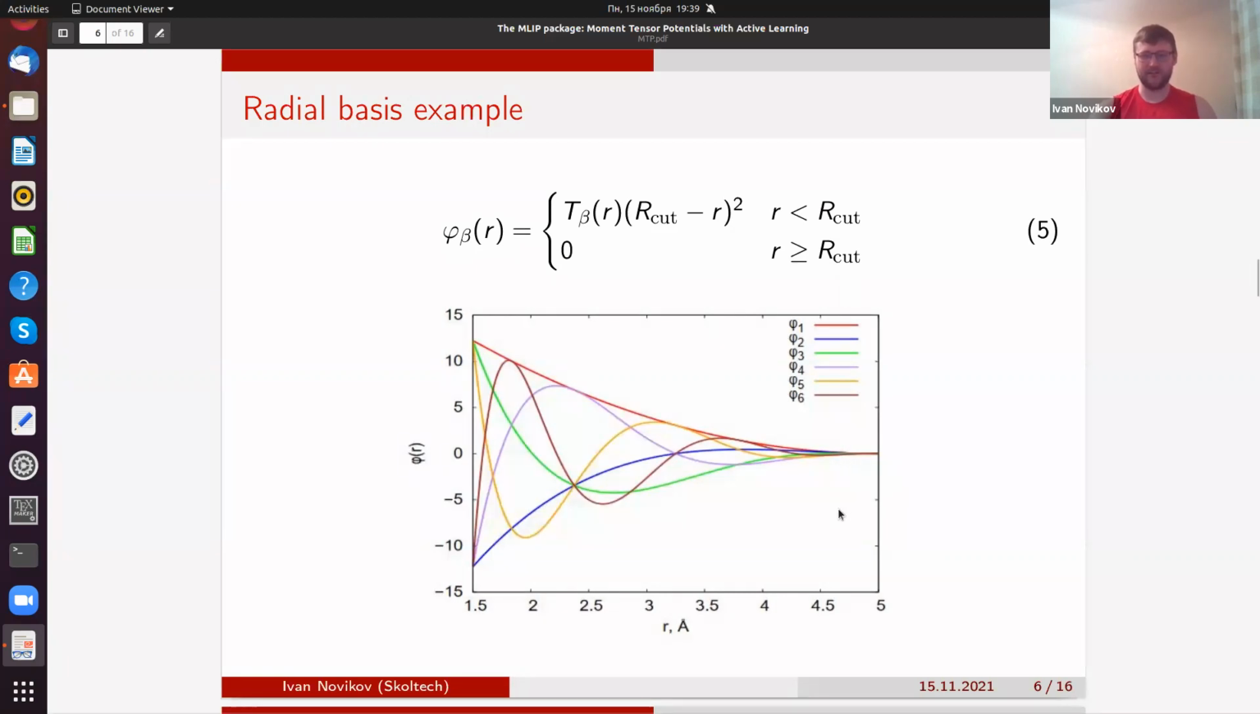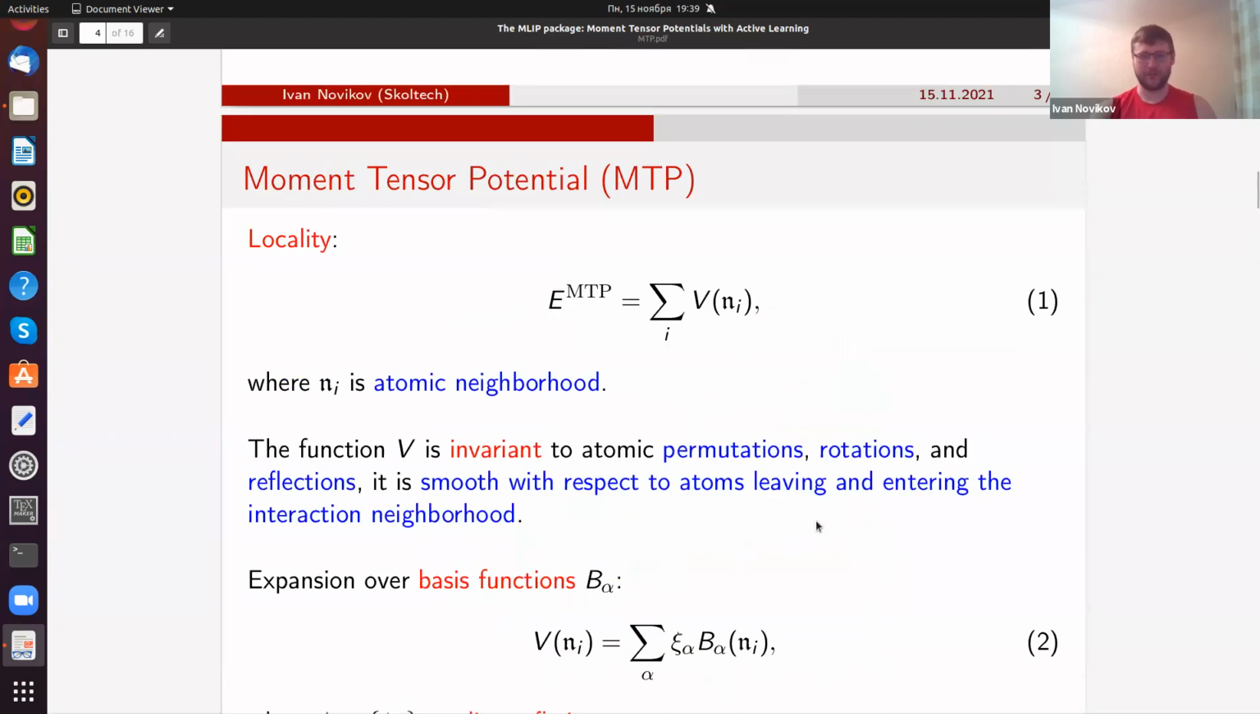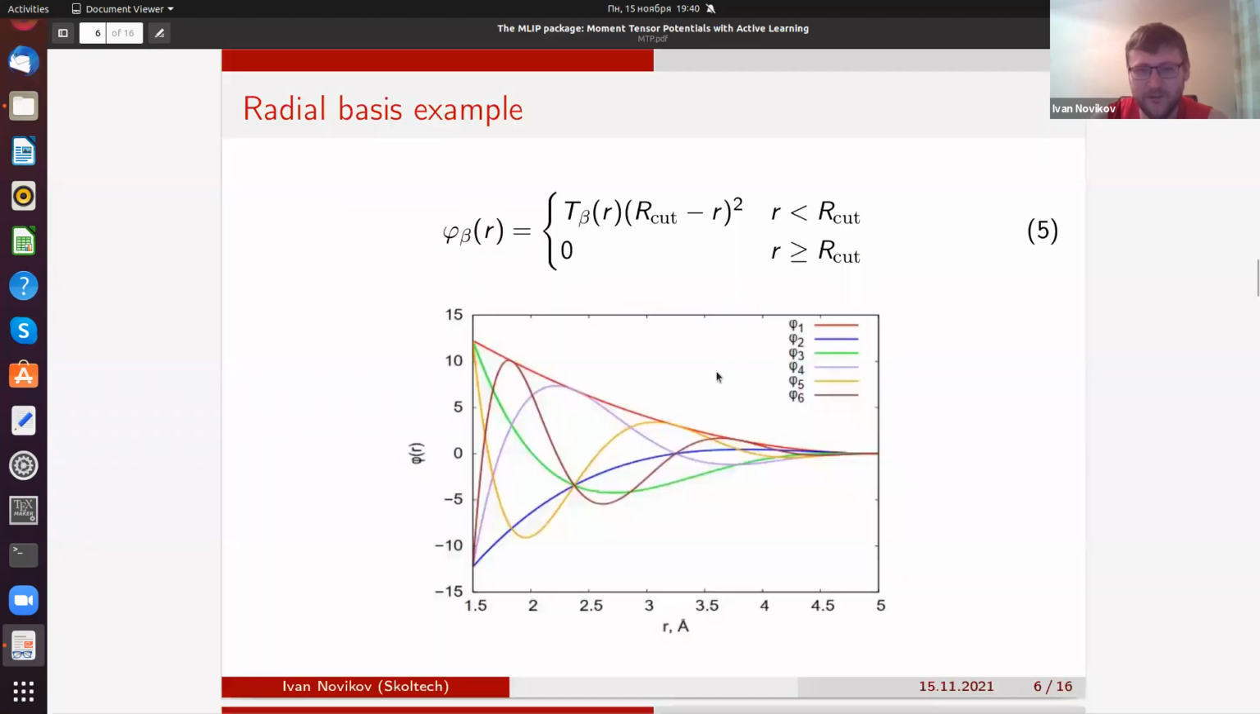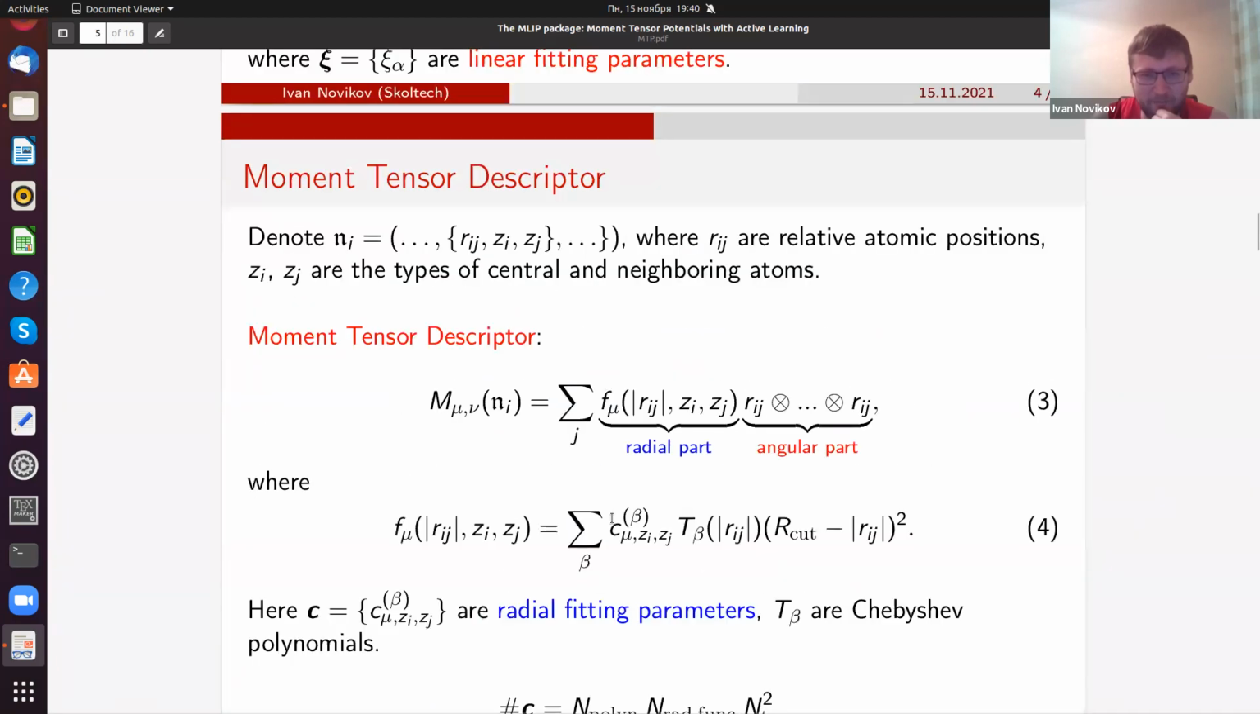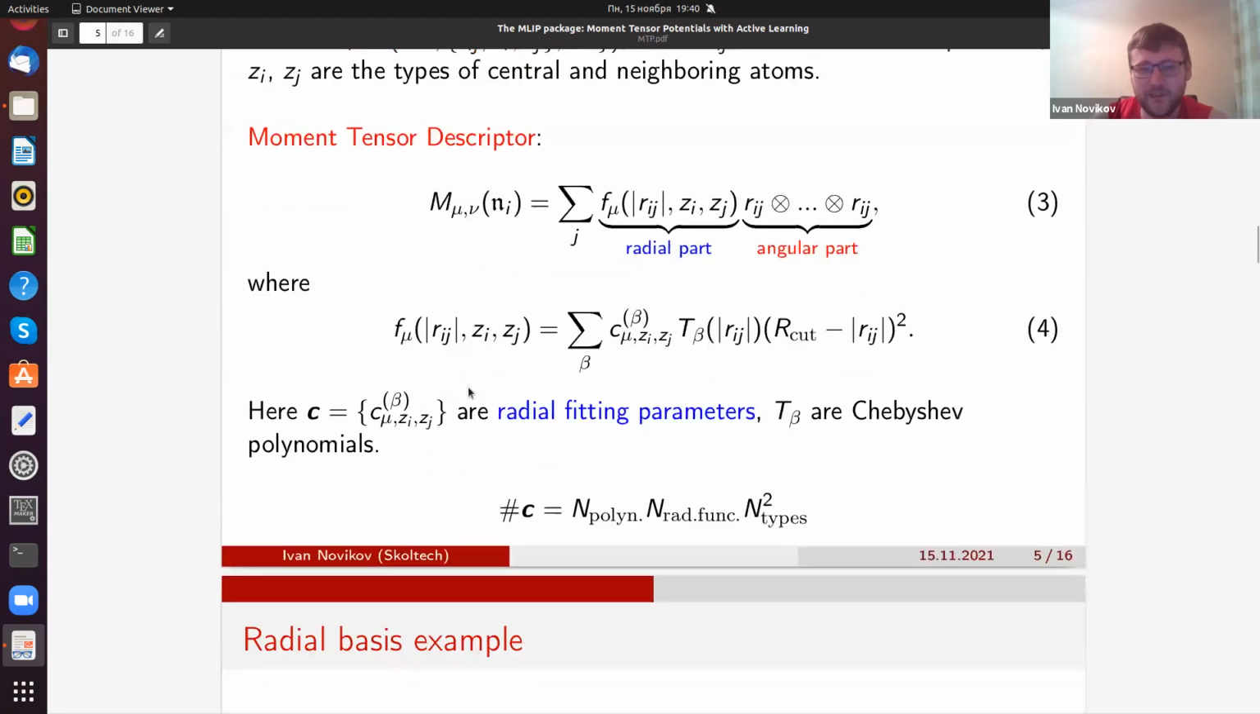And this figure explains what I wrote here. So this function is smooth. Again, our function V is smooth with respect to atoms leaving and entering the interaction neighborhood. This figure is just an example. Okay, we introduced the moment tensor descriptor.